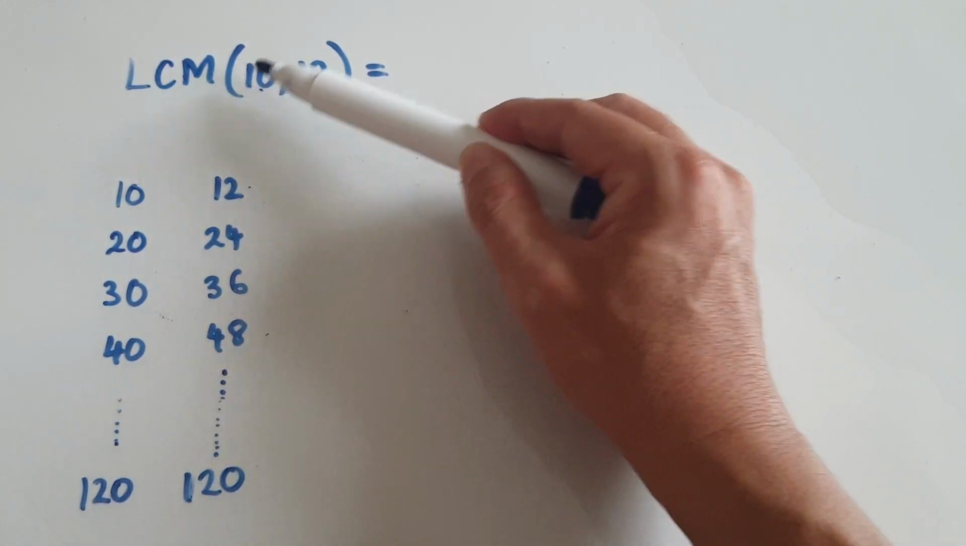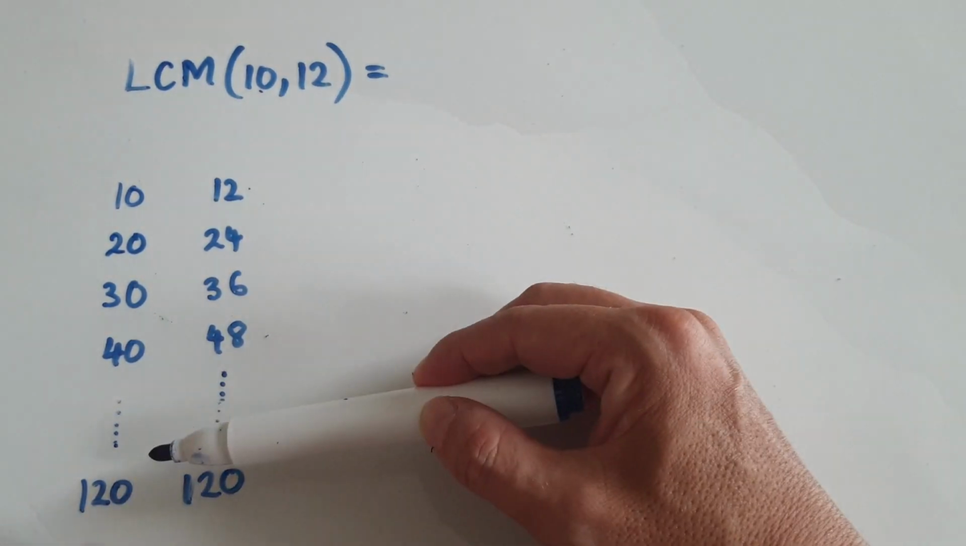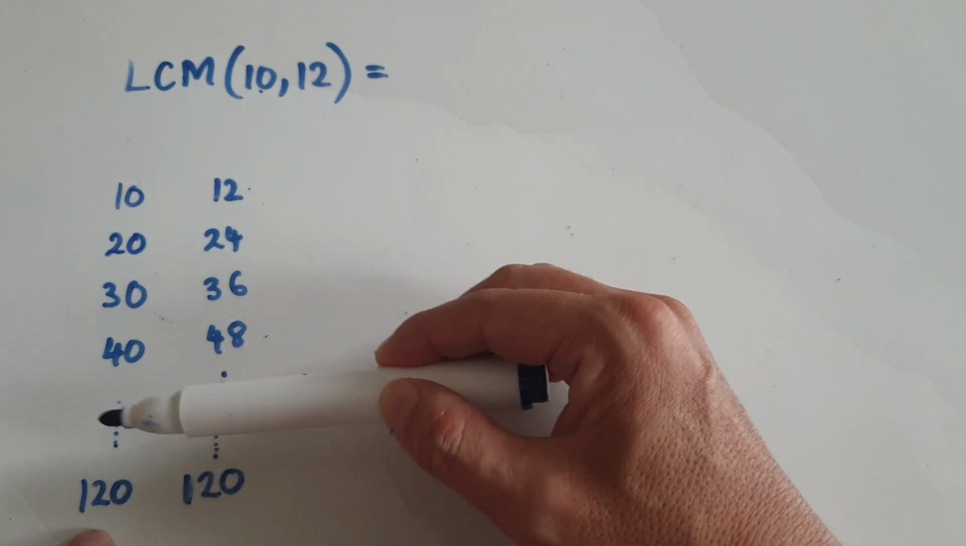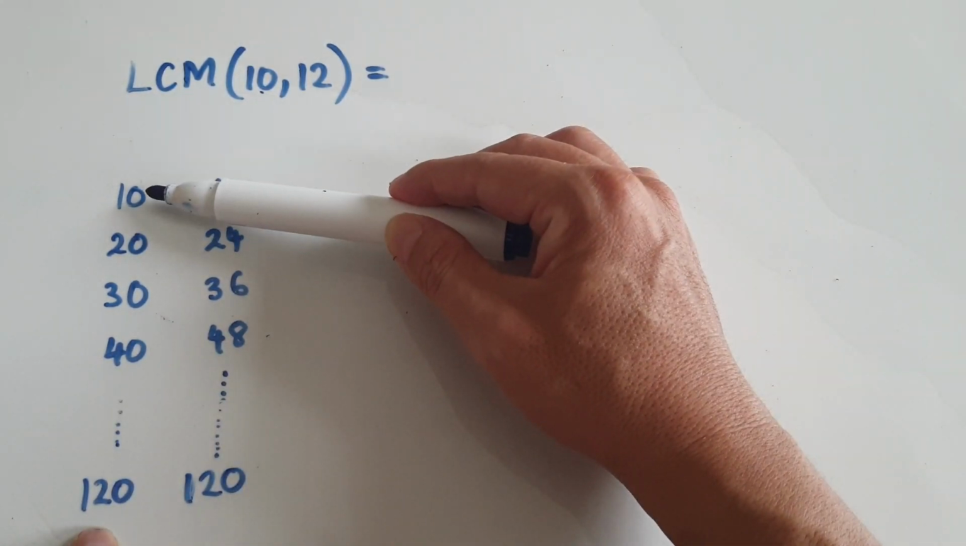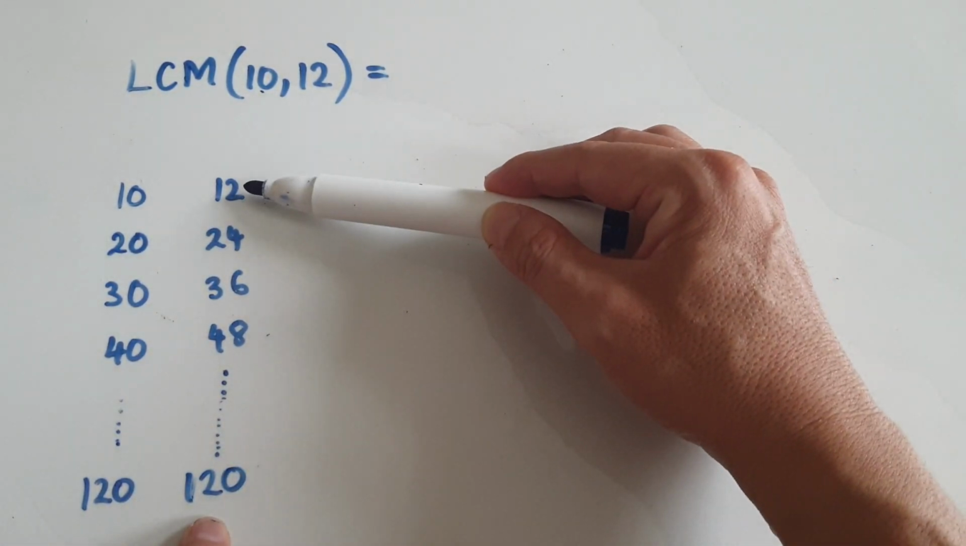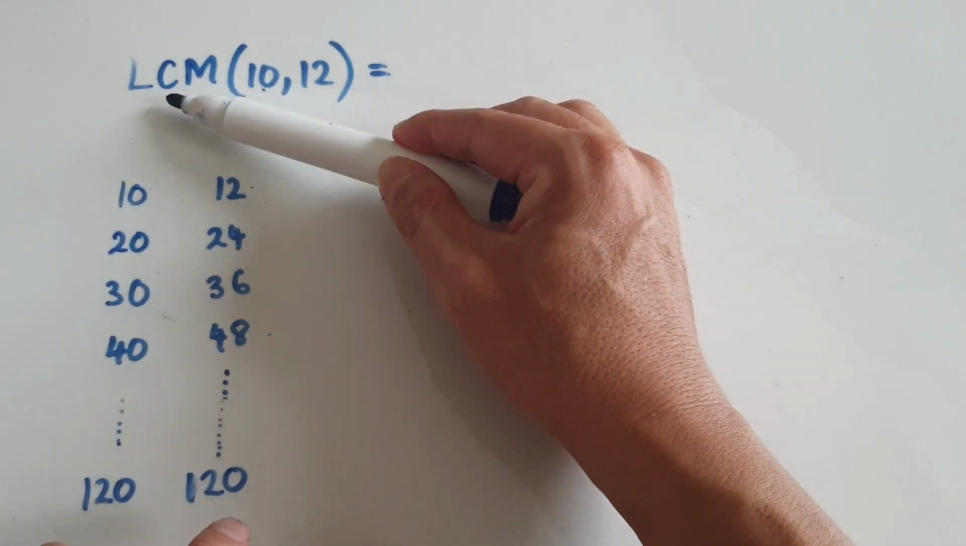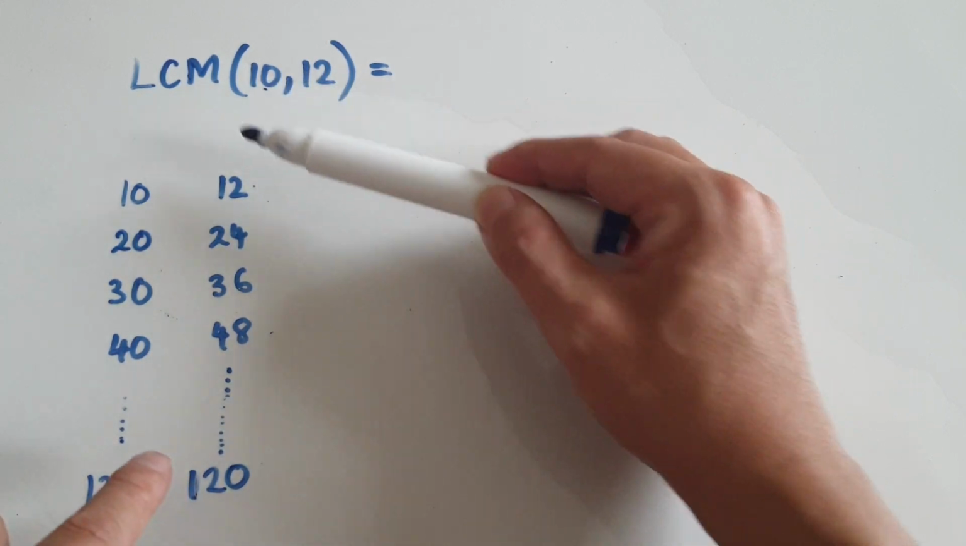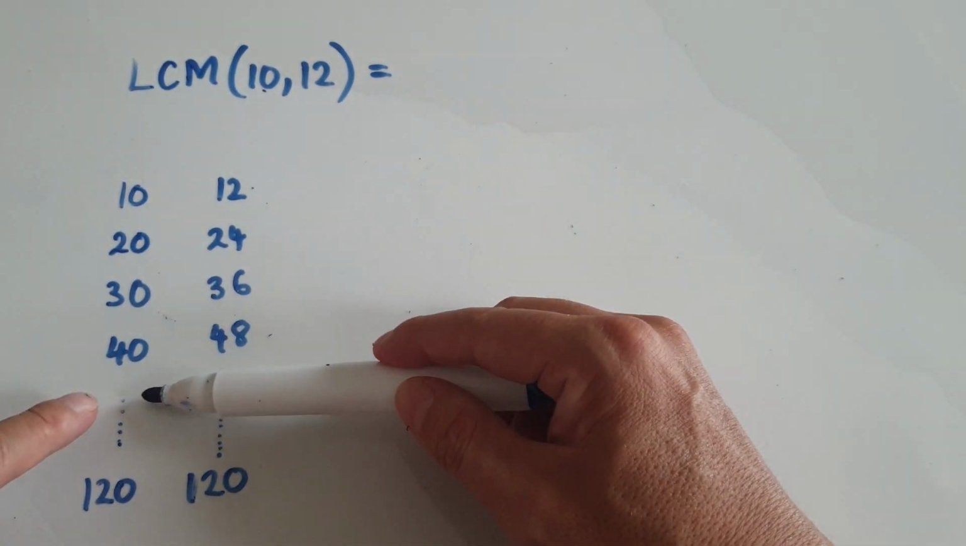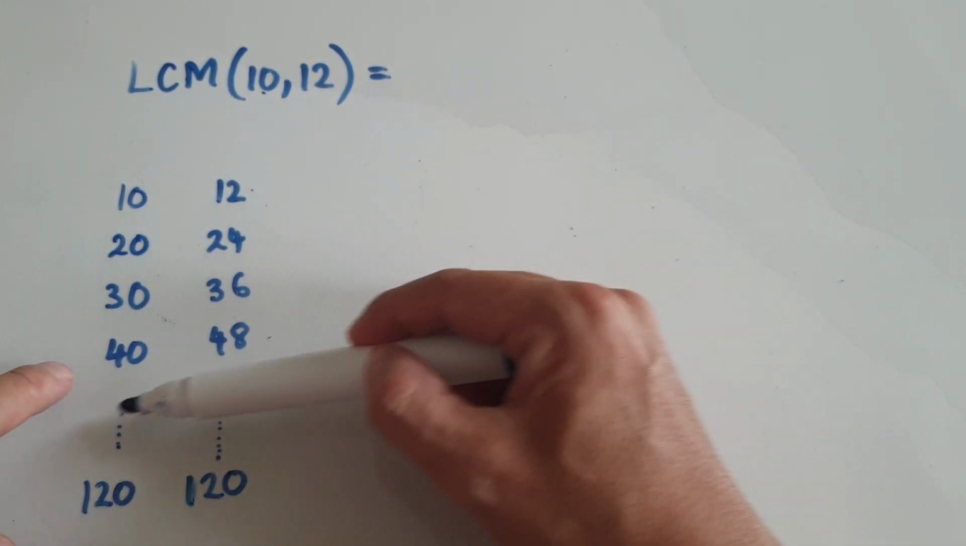So if you get 10 times 12, that would give you 120. 120 is a multiple of 10. 120 is a multiple of 12. So you see, 120 is a common multiple of these two numbers, but it's not the lowest. There exists a number that's lower and it's in common in between the two.